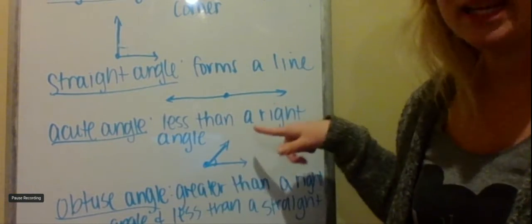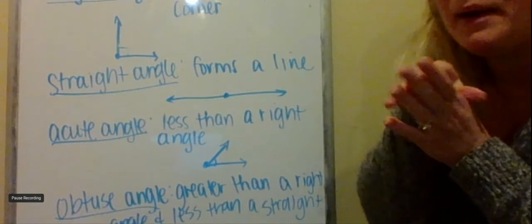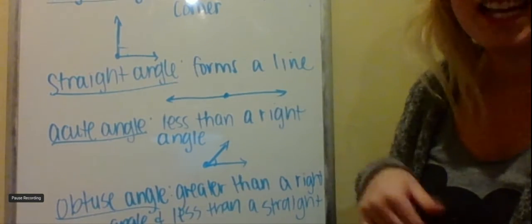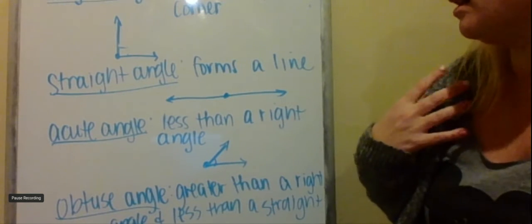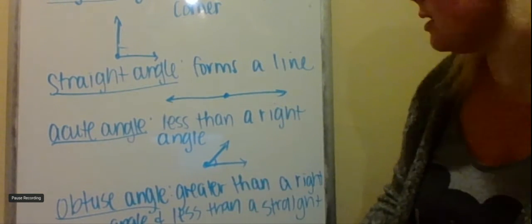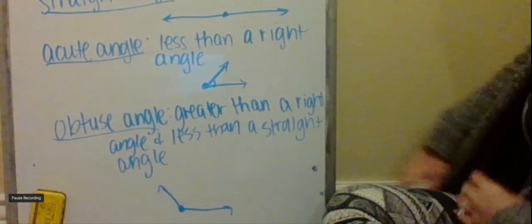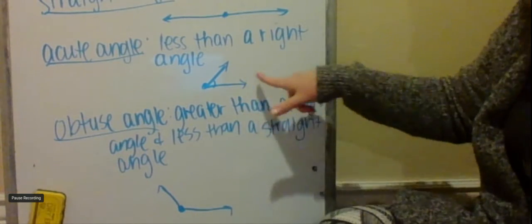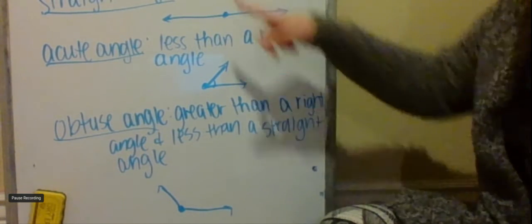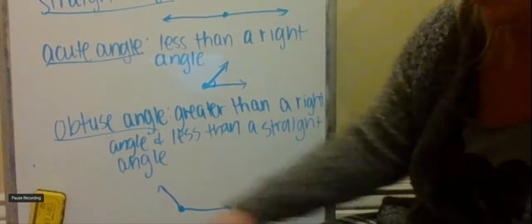An acute angle is less than a right angle. I always think of it like the word cute, like, oh, it's tiny and cute, like a little puppy. It's less than a right angle. It's smaller. So it could be 45 degrees. Anything less than 90 degrees really is an acute angle. And an obtuse angle, obtuse is bigger. That is greater than a right angle and less than a straight angle. So it's going to be greater than a 90-degree angle, but less than a straight angle.